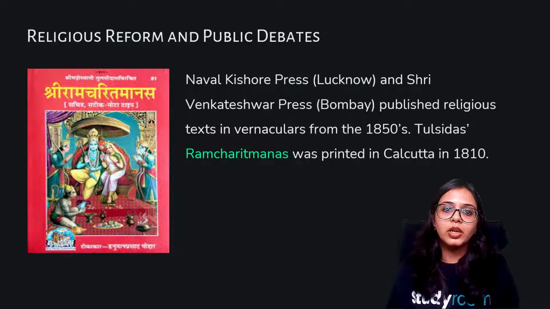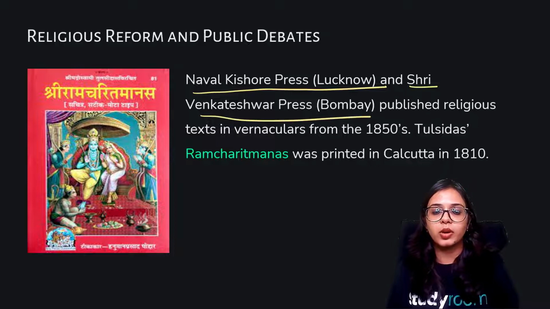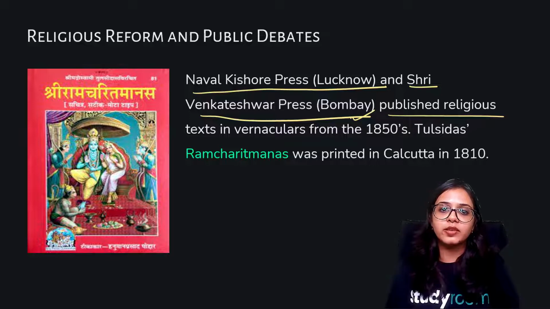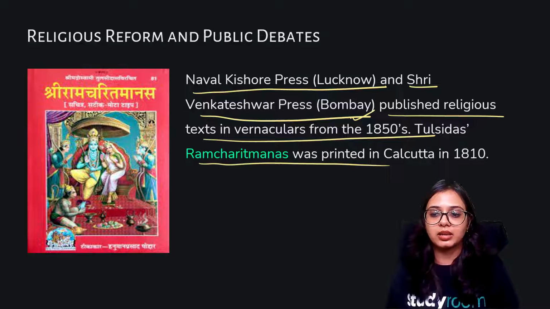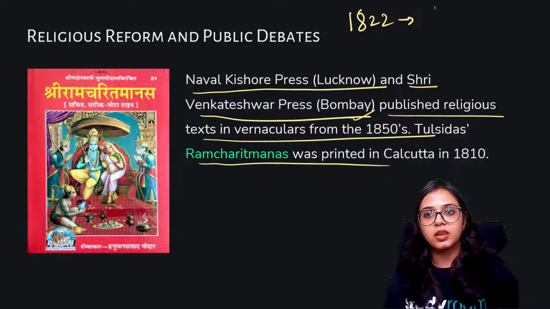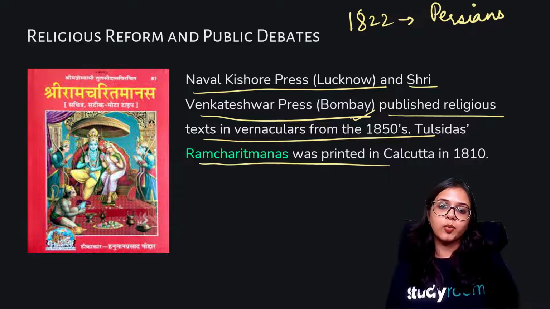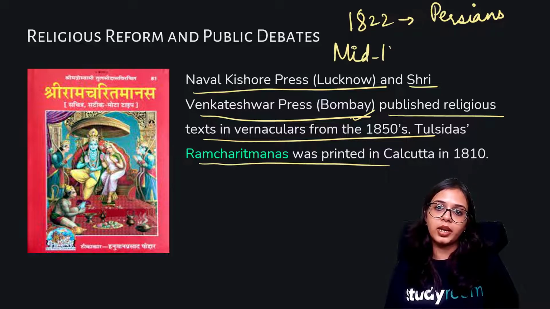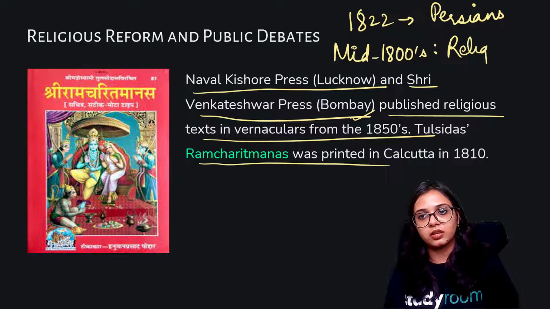Then Naval Kishore Press was a press based in Lucknow, and Sri Venkateshwar Press was based in Mumbai, earlier known as Bombay. They published religious texts in vernaculars from the 1850s, and Tulsidas's Ramacharitra was printed in Calcutta in 1810. There were also some Persian newspapers printed in 1822. So you can say the mid 1800s were very devoted towards the print of religious texts.